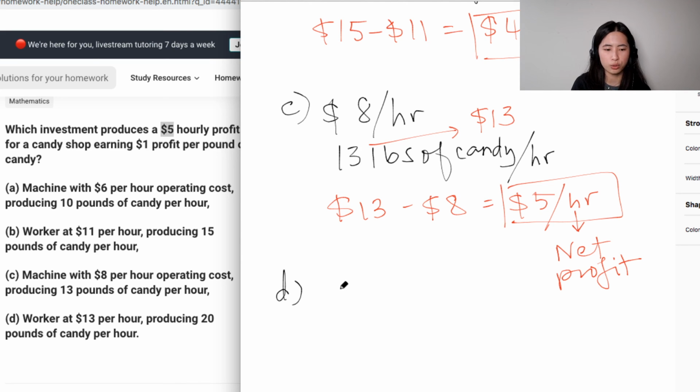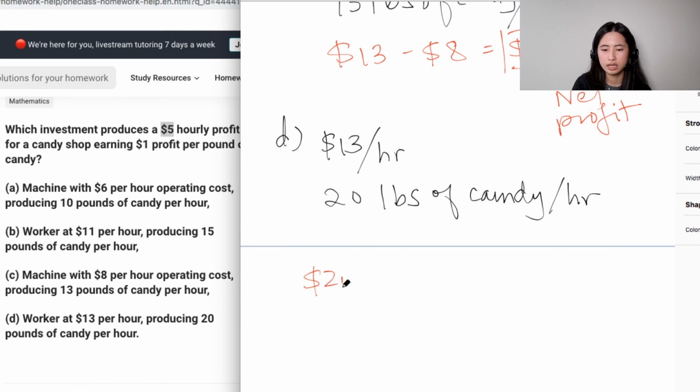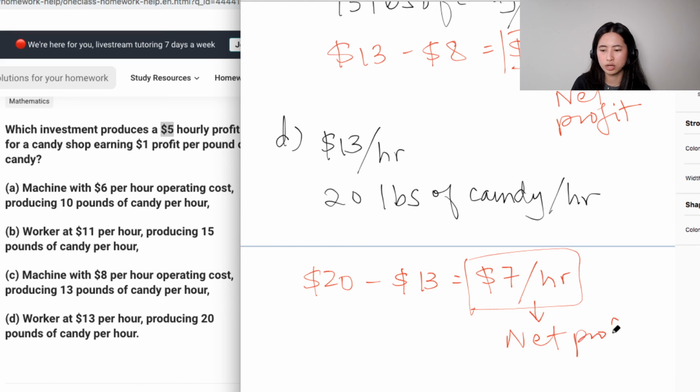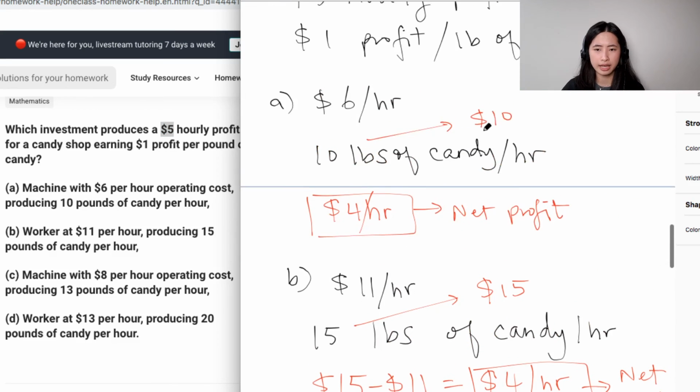And then for part D, just so you're interested in why it's not D: if you have the worker at $13 per hour, producing 20 pounds of candy per hour, right, we're going to say that this is $20. So $20 minus $13, we get $7 per hour. So yeah, this is your net profit, which doesn't really answer the question, because they're asking you to look for a $5 hourly profit.